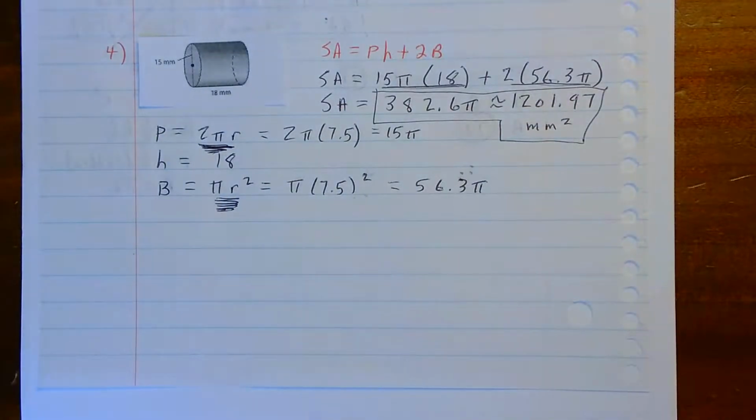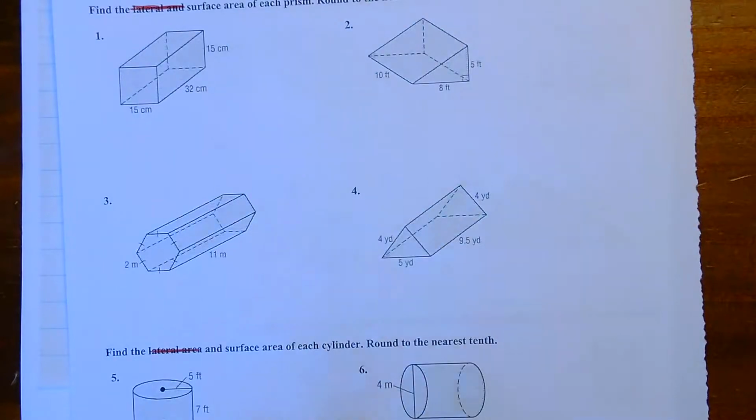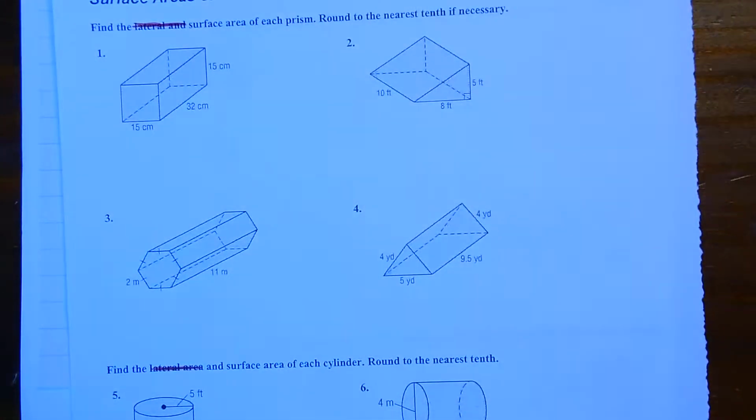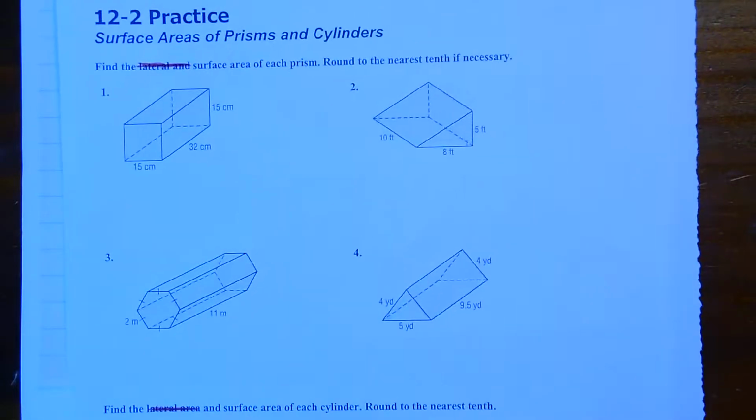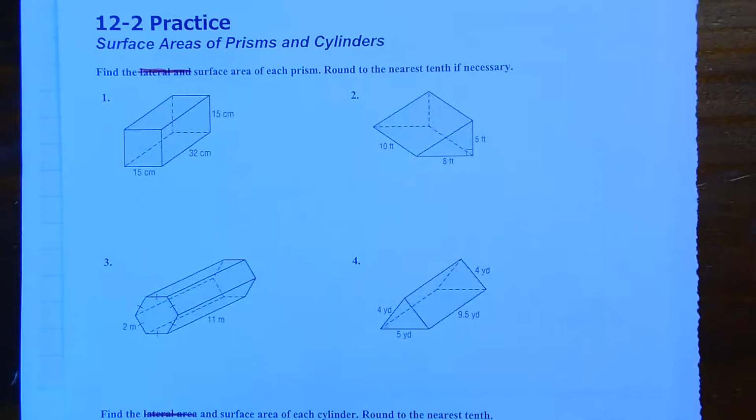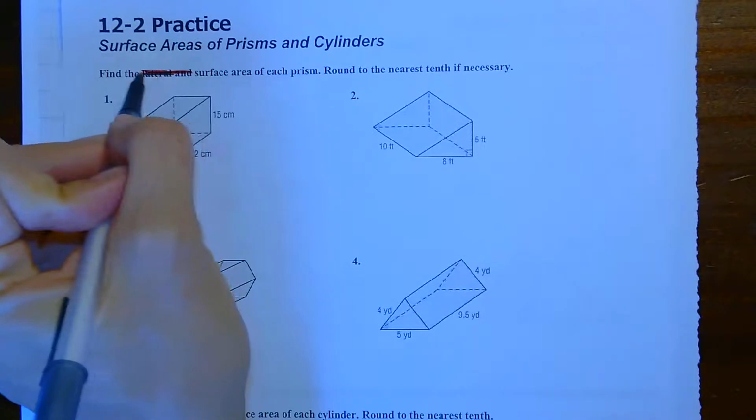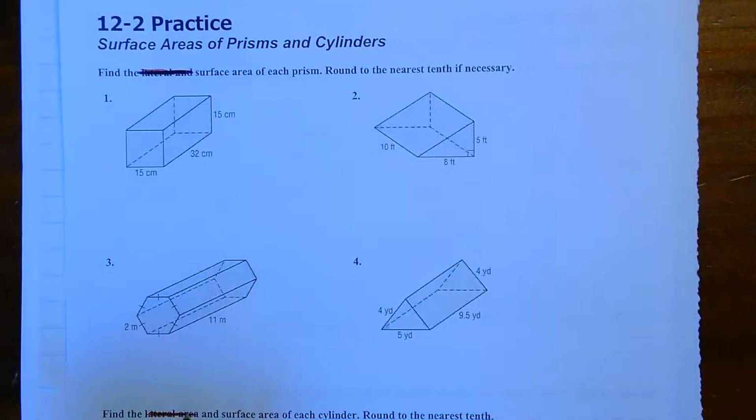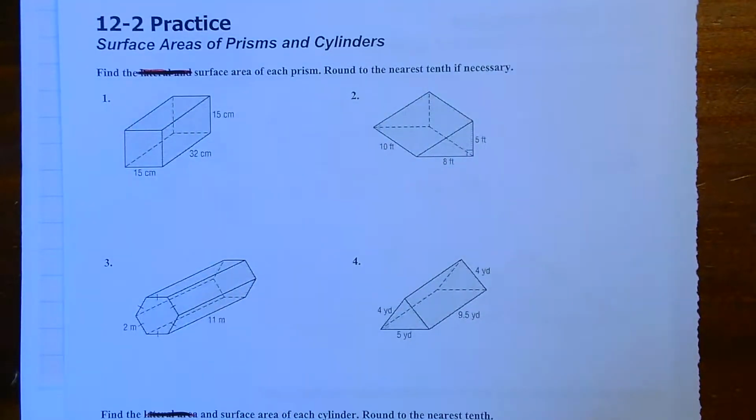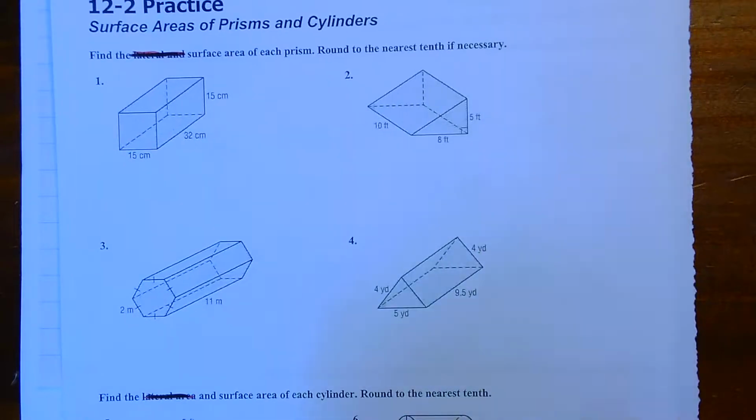Okay, now the very last thing I'm going to show you is when you do your workbook page, I want to give you a hint. So anybody still watching this video will have a gigantic hint here. You're going to be doing 6 questions. I want you to cross out lateral area. You don't need to find lateral area, just the surface area of these. The lateral area is already in there.